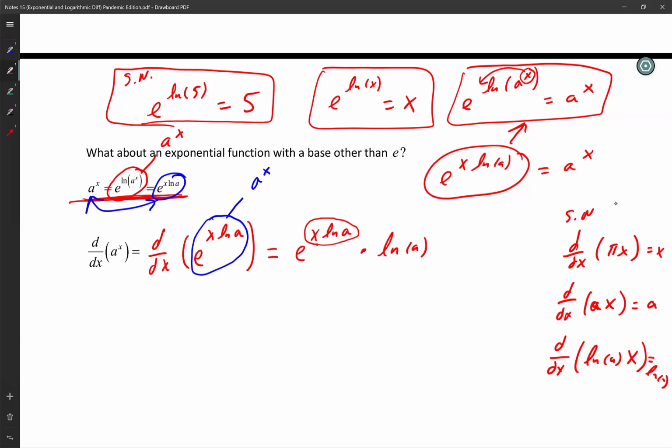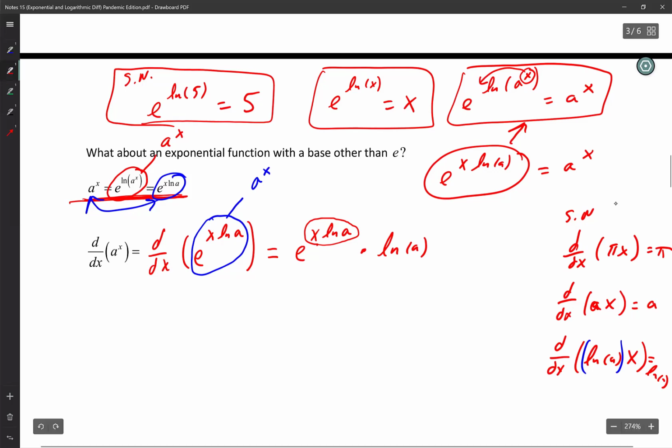So are we clear with this right here, guys? So wait, so you said that pi, a, and ln a, those are the derivatives because those are the constants, right? Yeah, pi is a constant. So the derivative of pi x is just pi. The derivative of ax is just a. And the derivative of ln a x, I guess I should put parentheses right here, ln a is just a constant. The derivative of ln a x is just ln a.